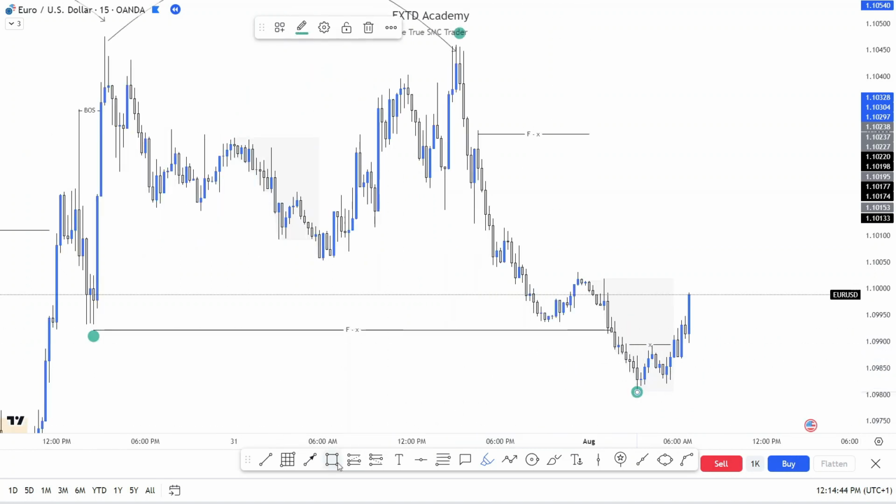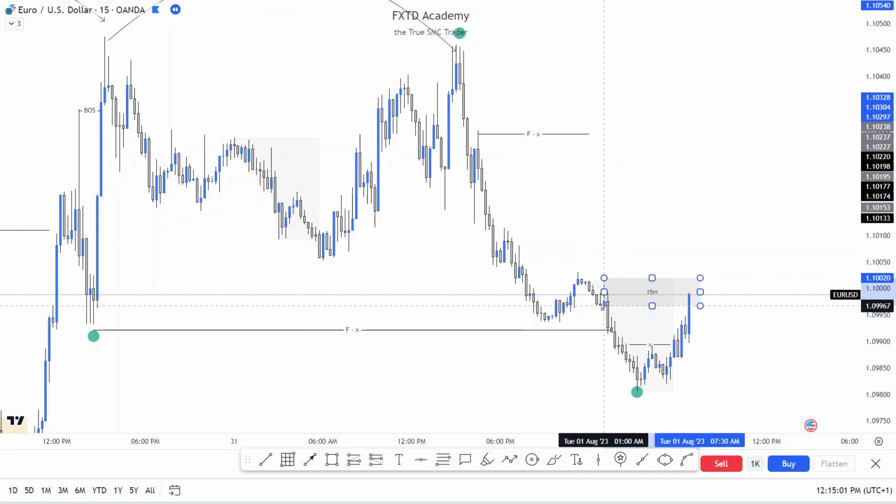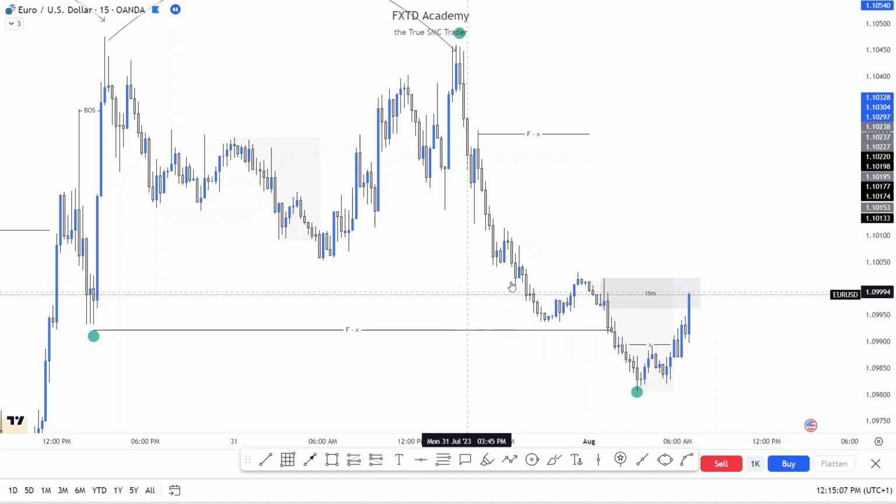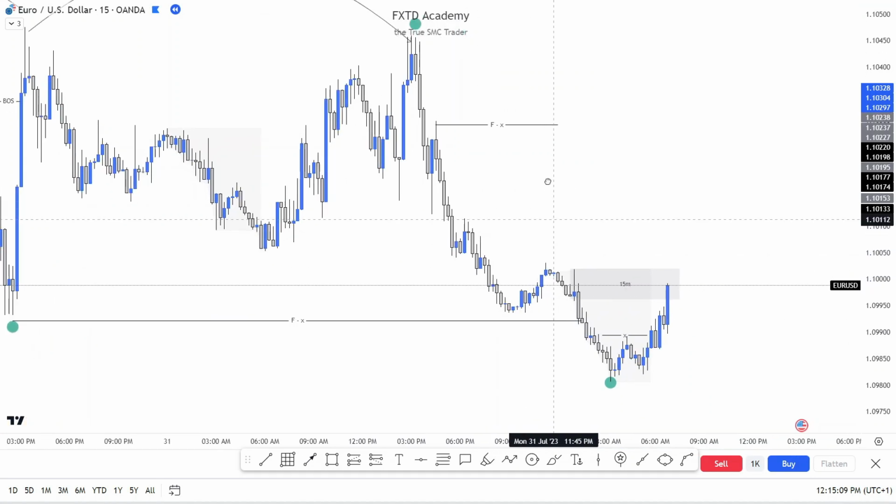So what next? We now need to mark our point of interest. And where's our point of interest? This is where we begin to mark the zones where we want to look for potential sales. So we have this zone. This is a 15-minute zone, but take note, we have the Asian high here as well, but this is purely structure.